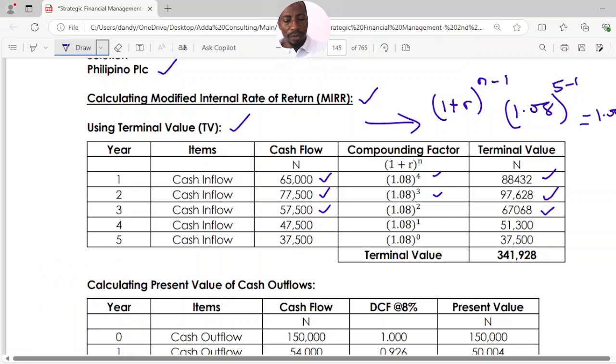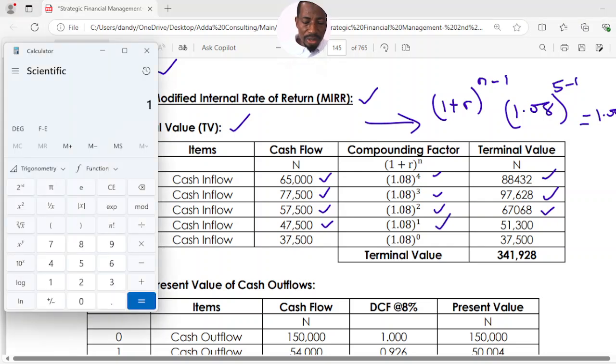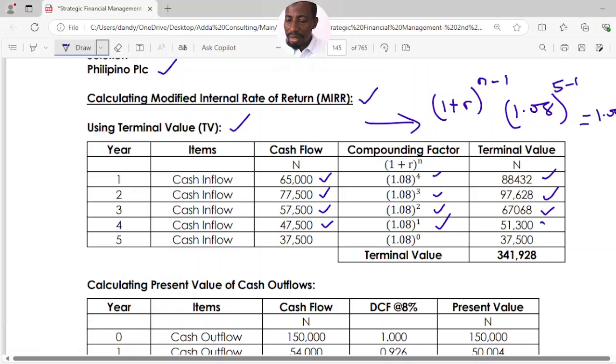Then I will go to the fourth year. In the fourth year, the cash flow is 47,500. How many more years? Year 4 is gone. I have only year 5, so that's only 1 year. That's why you are seeing this one raised to power 1. So in this case, I would then say 1.08 raised to power 1 equal, then multiply by 47,500. So that's 51,300. That's how we got that number.